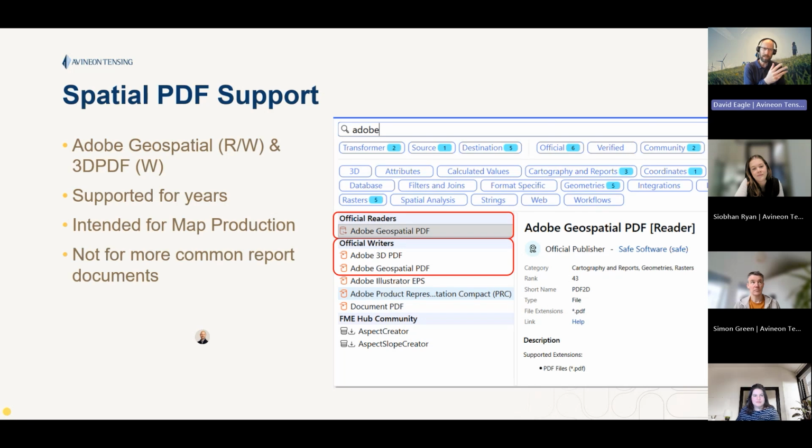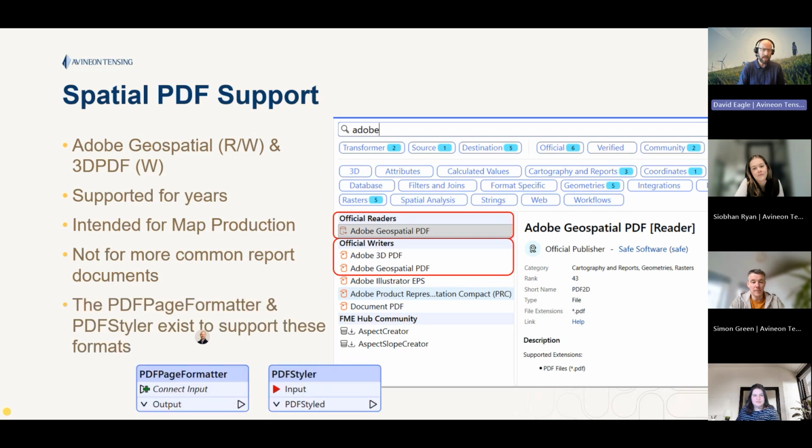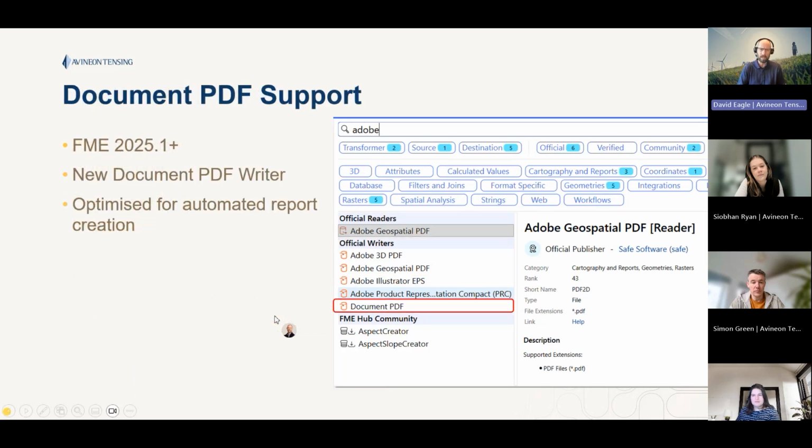They were originally intended, though, for map production, not dealing with what quite a lot of end users sort of shoehorned them into, which was producing more traditional report output. And these readers and writers were supported by a couple of main transformers, the PDF page formatter and the PDF styler, that allowed you to get some decent output in those formats.